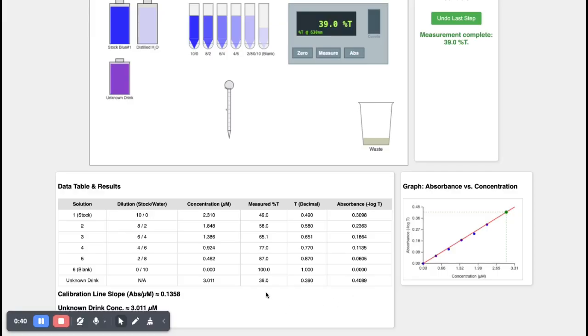To find the concentration of the unknown sample, we divide the absorbance of the solution by the slope of our calibration line, which is right here, which equals 0.4089 divided by 0.1358. Here's the absorbance, here's the slope, which gives us a concentration of 3.011 for our unknown, as shown here. This experiment shows how spectrophotometry can be used to find the concentration of an unknown solution by relating the absorbance of a solution to its concentration by using calibration.